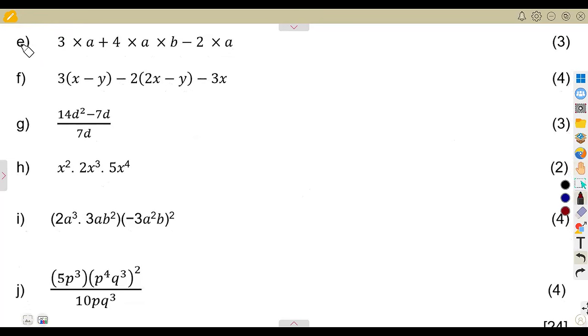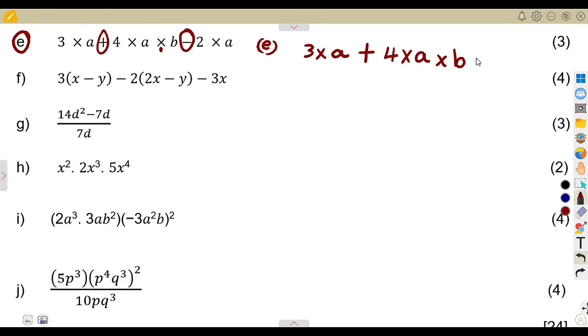Now part e, if you check what you're given here, okay, let us just rewrite this question. 3 times a, then there's a plus there, take note, there's a plus there, then that's 4 times, you're going to multiply the a, there's also a times there, you're going to also multiply a b, then minus, take note, there's a minus there, then 2 times, there is a times there, times a.